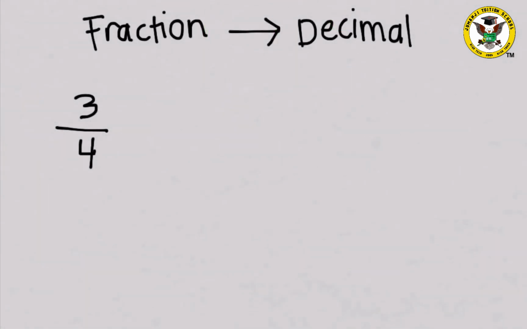The final part is to change fraction into decimal. So here we use division. So 3 inside, 4 outside. So as you can see, we cannot divide 3 by 4. So we add 0.0.